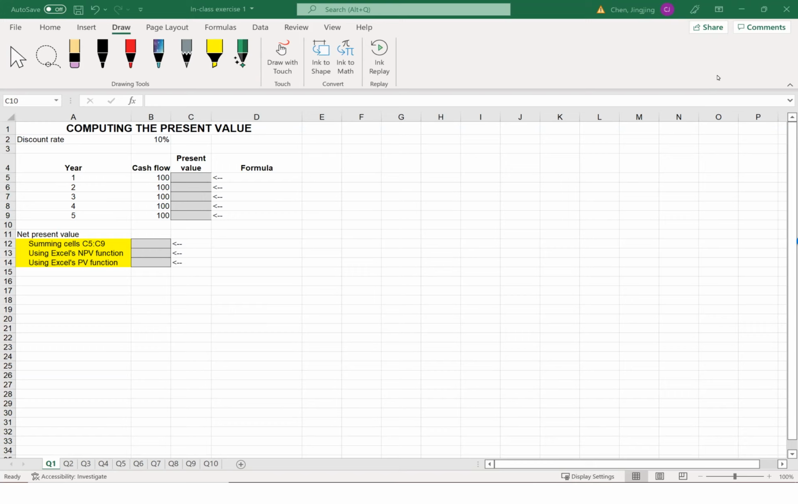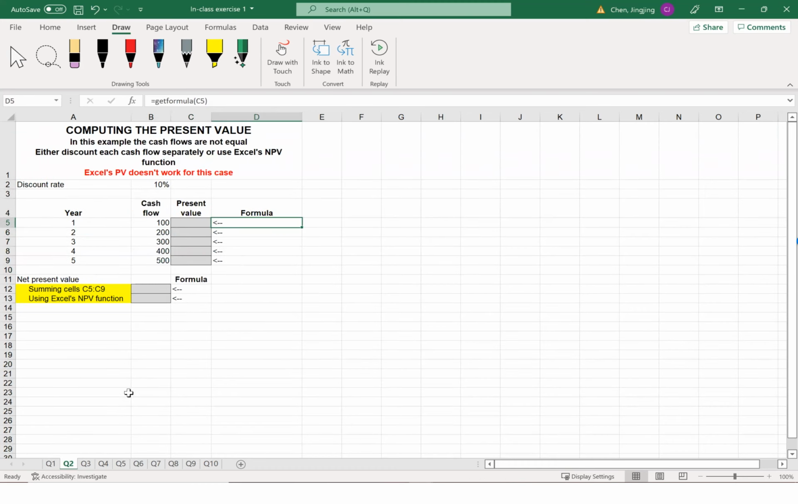This is a demonstration for in-class exercise 1. So I believe for question 1, question 2, question 3, and question 4, they are pretty straightforward. If you already know time value of money, question 1 is just for calculating present value of these future cash flows. And I believe you can solve that.